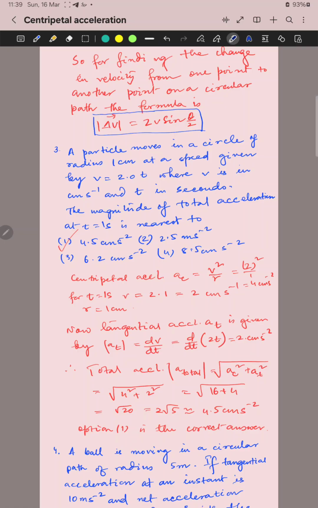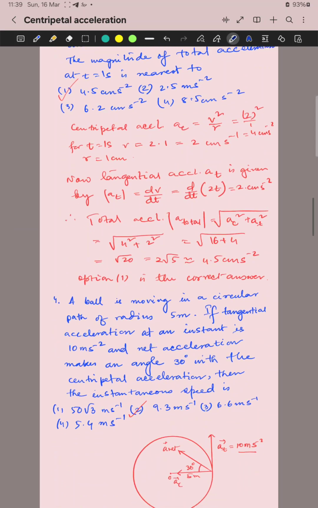So total acceleration is the square root of the sum of the squares of the two accelerations, which is given as root 20 by putting the values, and thus the final answer is 4.5 centimeter per second square. So option 1 is the correct answer.